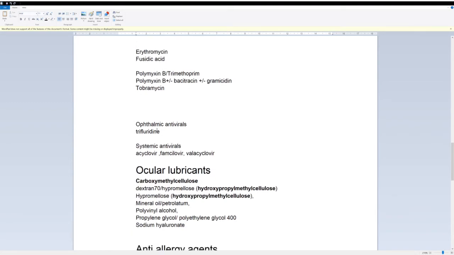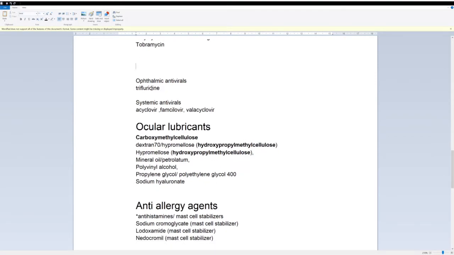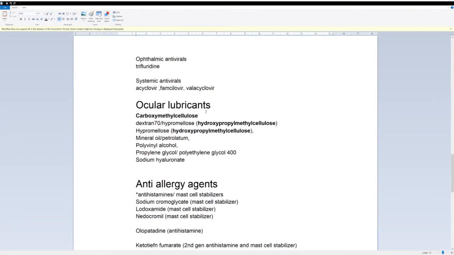And as we said, we don't really prescribe anything for a viral infection, but there are options. One of them being trifluridine. This is an ophthalmic eye drop. There's also systemic antivirals, which are acyclovir, famciclovir, and valacyclovir. These are the same antivirals that are used for herpes. And so that's more of a random side note, and also a good way to memorize that they're used for red eye.